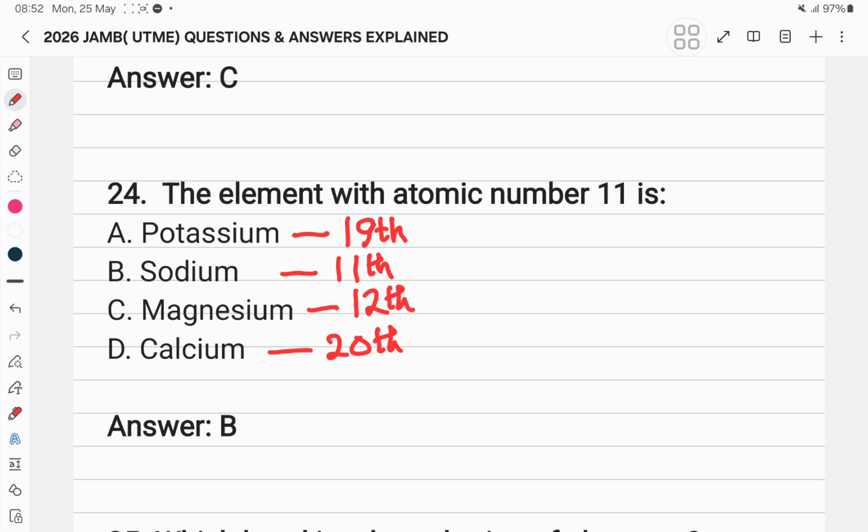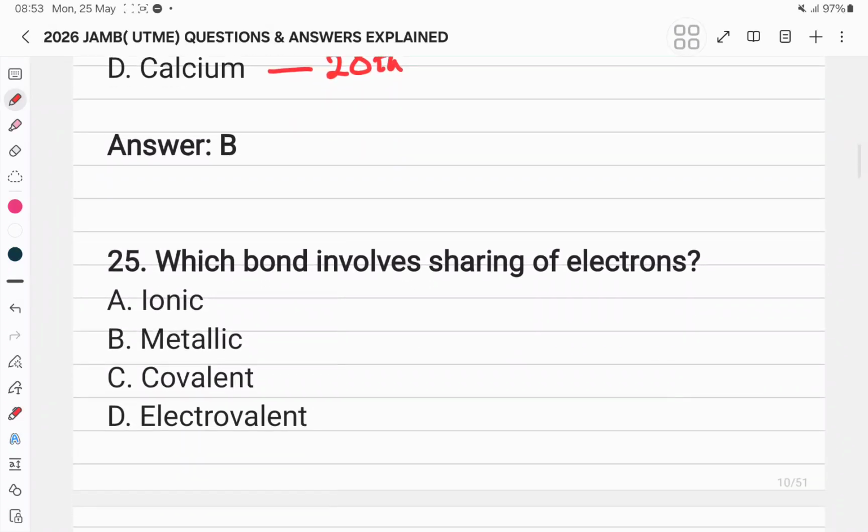When we talk about the atomic number of an element, it is the number of protons in the nucleus of an atom of the element. So the atomic number of sodium is 11, meaning that the number of protons in an atom of sodium is 11. So the correct option here is B. Potassium is the 19th element, magnesium is 12th, and calcium is 20th in the periodic table.